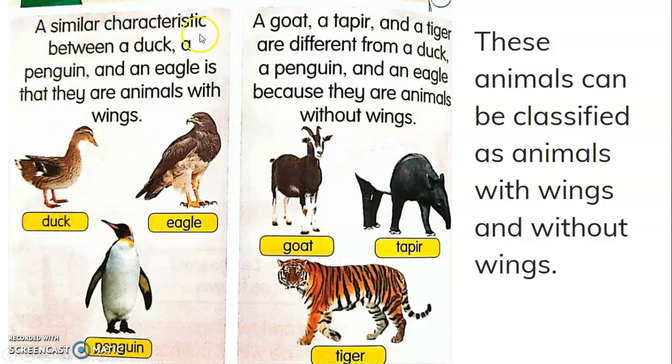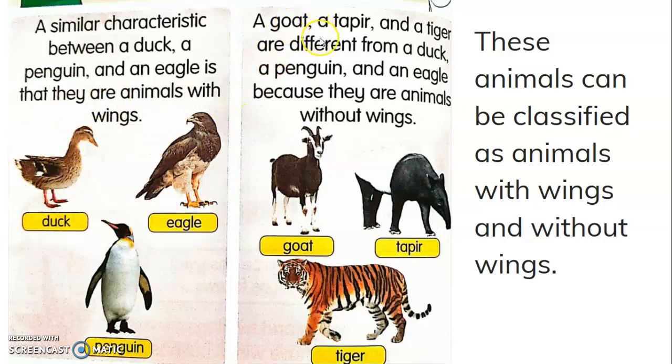A similar characteristic between a duck, a penguin, and an eagle is that they are animals with wings. Mereka adalah haiwan yang mempunyai sayap. They are animals with wings. Here we state the similar characteristic of these animals, which is all these animals have wings. Di sini kita nyatakan persamaan haiwan tersebut, iaitu semua haiwan tersebut ada sayap.